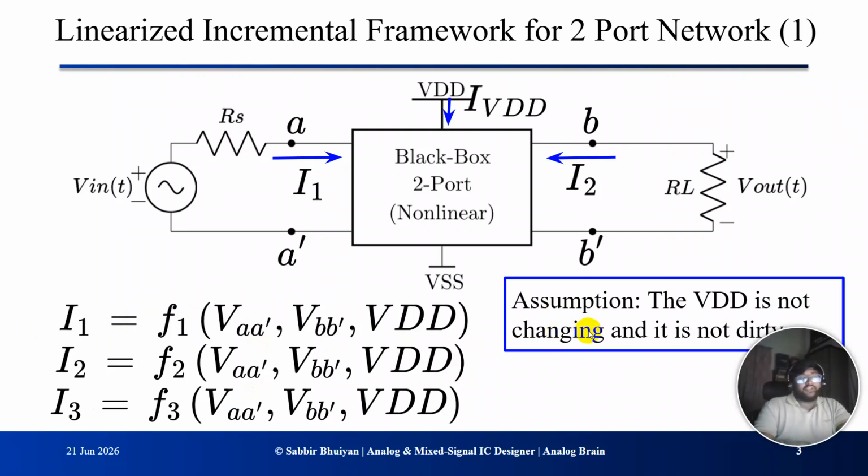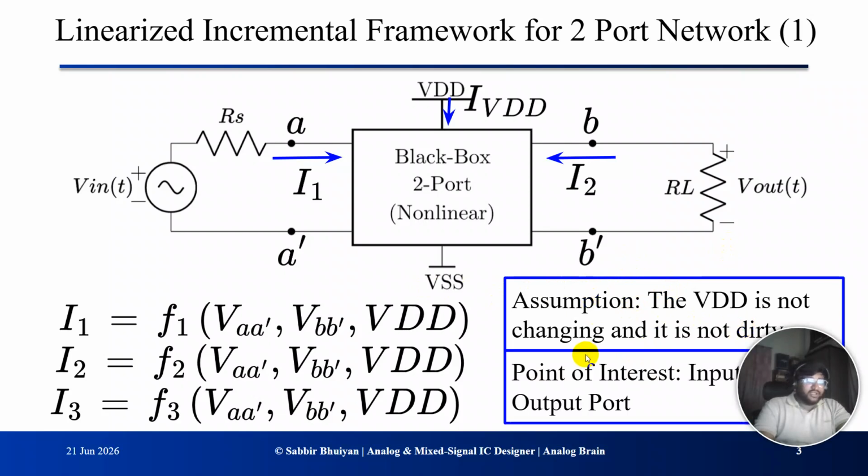The assumption is that VDD is not changing and it is not dirty. But in a real circuit, the VDD can also vary, so you need an LDO also. That is not our topic for now. We are assuming that the VDD is perfect. The rail is not changing, and our point of interest is the input port and output port.